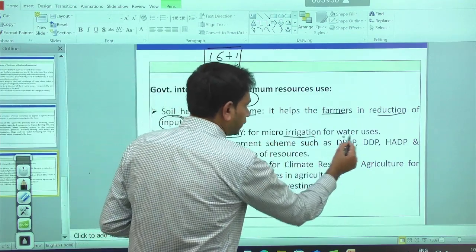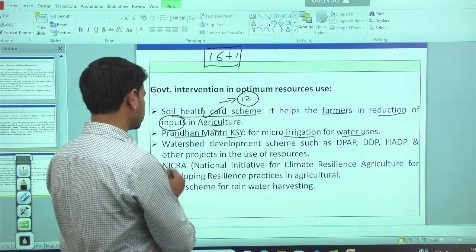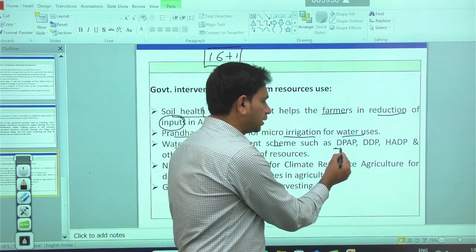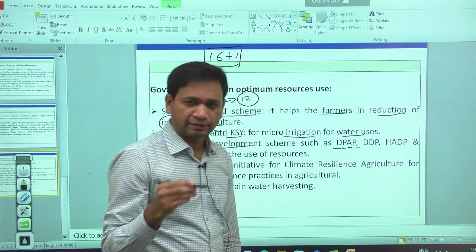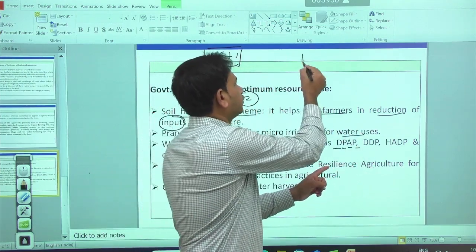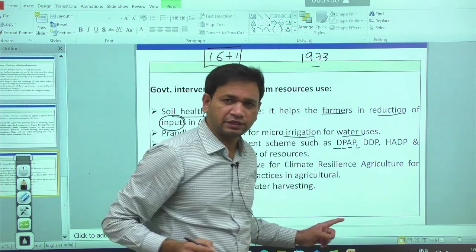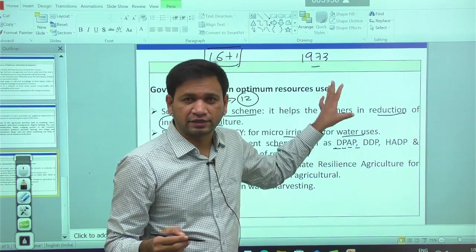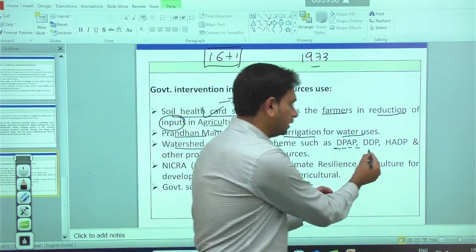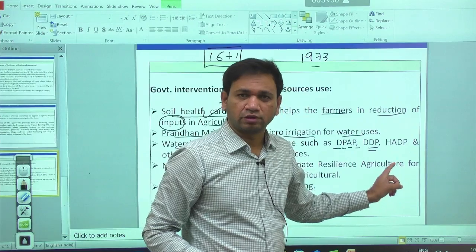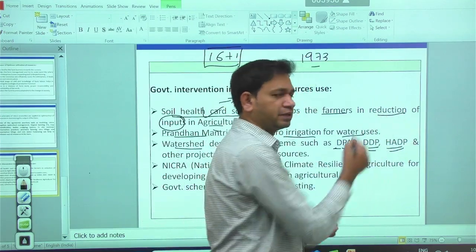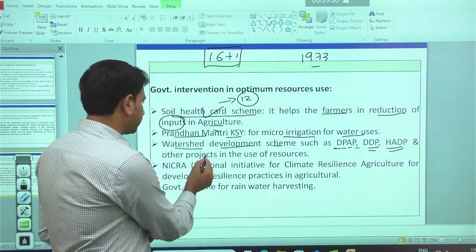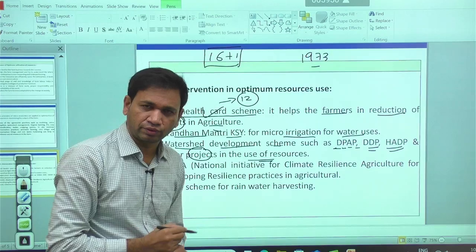So for promoting micro irrigation for the proper use of water resources, then we have the watershed development schemes, like the Drought Prone Area Programme, DPAP we say. It came into force in 1973, in January. So for the conservation of soil and water in the dryland region, the Drought Prone Area Programme. Then we have the DDP, the Desert Development Programme. Then we have the HADP, that is the Hill Area Development Programme, and other projects are collectively used for the proper use of resources.